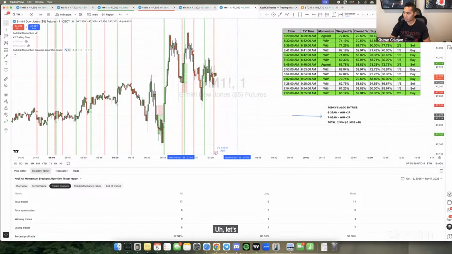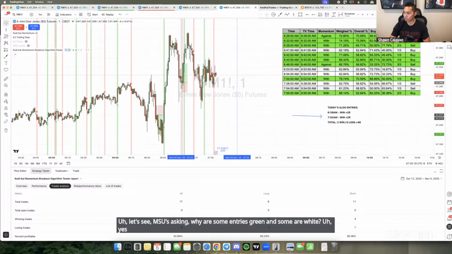Let's see. Msu's asking, why are some entries green and some are white? Yes, green is for target entries.